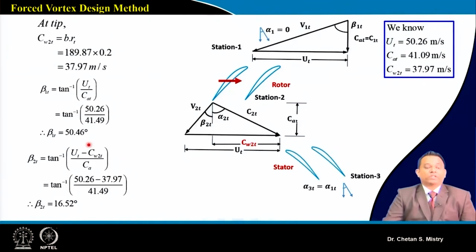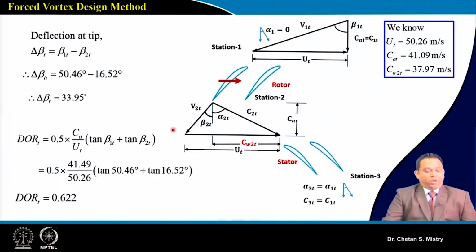Now we can do our calculation at the tip station in line with what we have done at the hub station. So that is B into RT, that's what we are putting here. So we can calculate our CW2, our beta 1, and our beta 2, in line with the calculation we have done at the hub station. This is what will be my velocity triangle. Now based on this formulation we can calculate our delta beta. So my delta beta near this tip region is coming 33.95, and degree of reaction is coming 0.62.